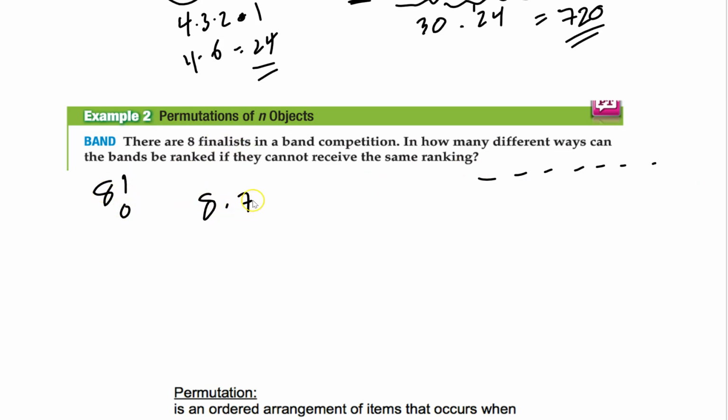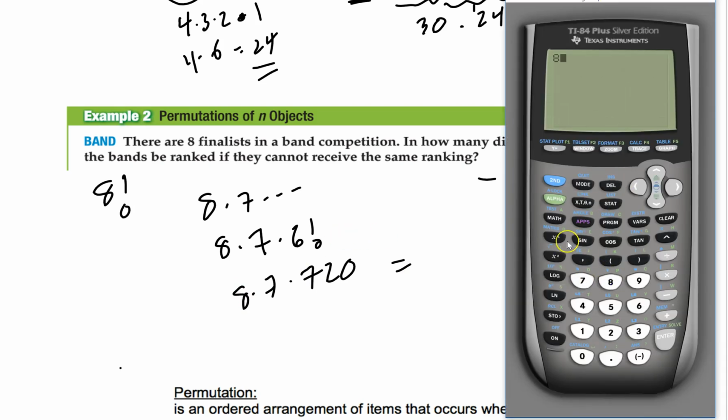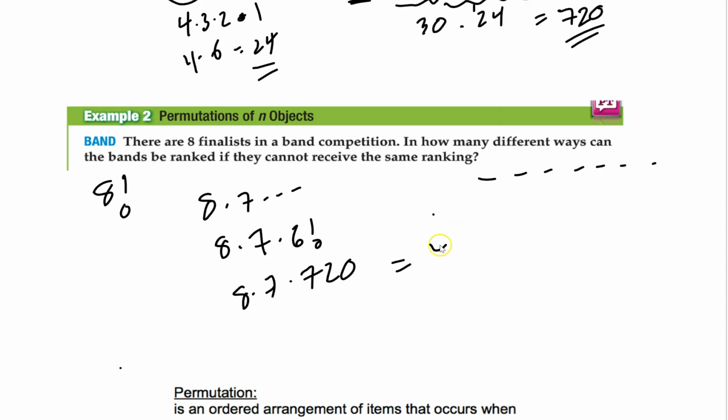So 8 times 7, and so on. Basically, this is 8 times 7 times 6 factorial, which I know is 720. And basically, I'm just going to put all this in my calculator because I can't do it in my head. Here's my calculator. Let's go 8 factorial, so I can show you how to do it. Math over probability. And down there is the factorial button. So 40,320 ways. So there's a lot of ways to rank those 8 bands. Okay, so that's a basic permutation, how you rearrange these 8 things.